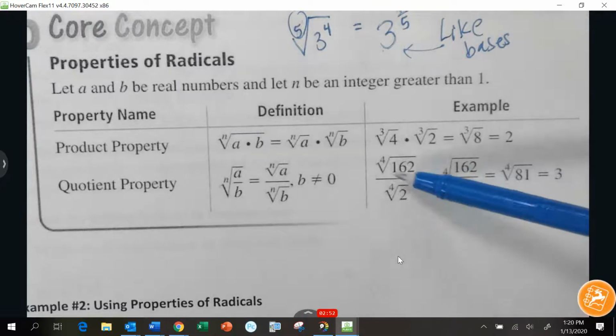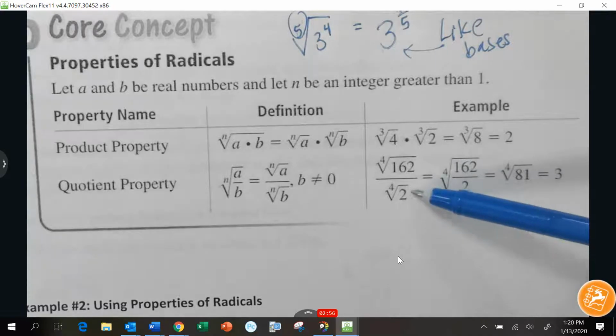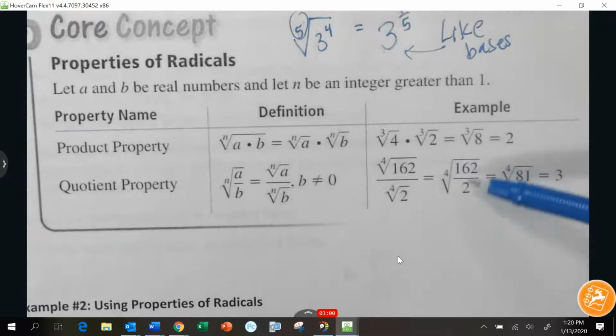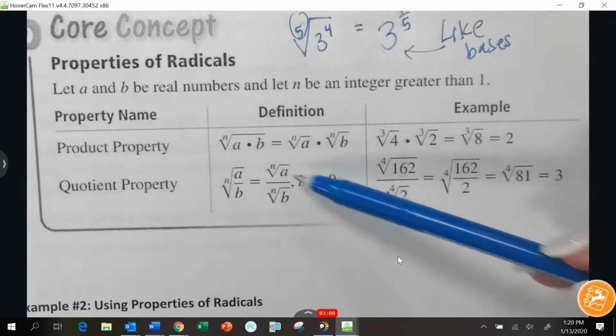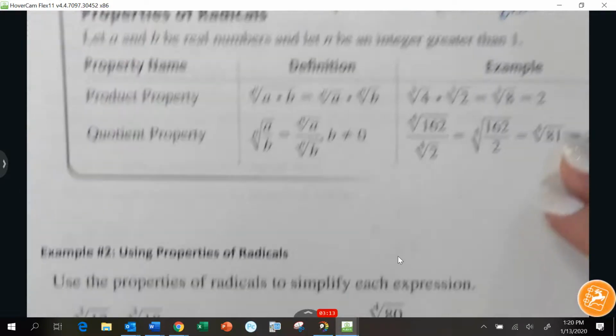For this one here, if I have the 4th root of 162 and the 4th root of 2, I don't know the 4th root of 2. But if I combine them using the quotient property, I can actually divide 162 by 2, and I get the 4th root of 81, which I have an answer for, 3. So these are used to manipulate these questions to make it easier to simplify.